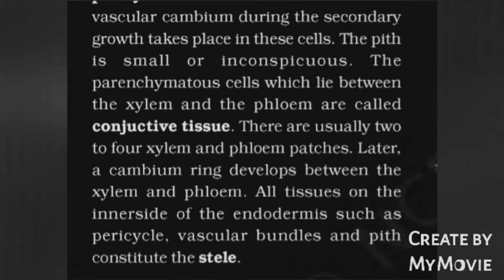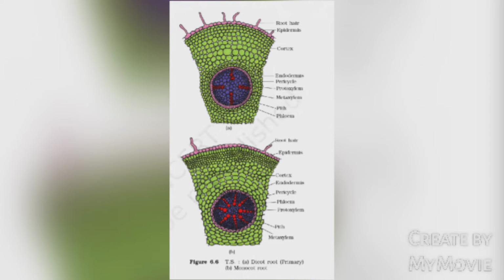The pith is small or inconspicuous. The parenchymatous cells which lie between the xylem and the phloem are called conjunctive tissue. There are usually 2 to 4 xylem and phloem patches. Later, the cambium ring develops between the xylem and phloem. All tissues on the inner side of the endodermis, such as pericycle, vascular bundles, and pith, constitute the stele. Figure 6.6. Transverse section. A. Dicot root, that is primary. B. Monocot root.